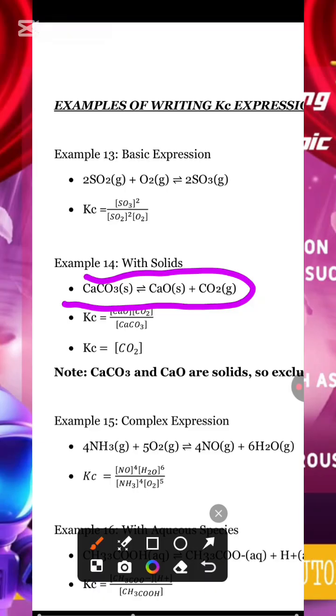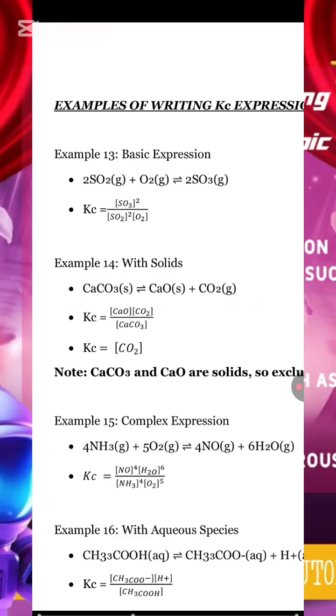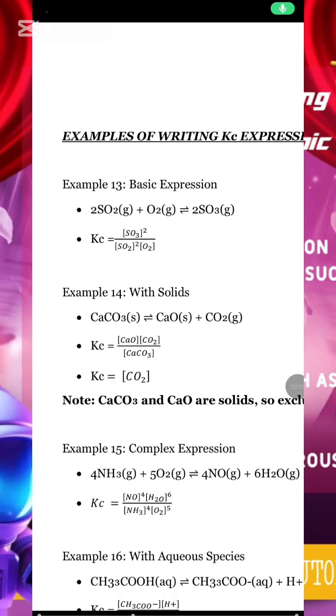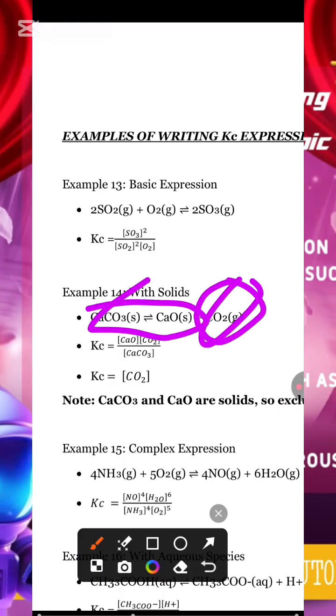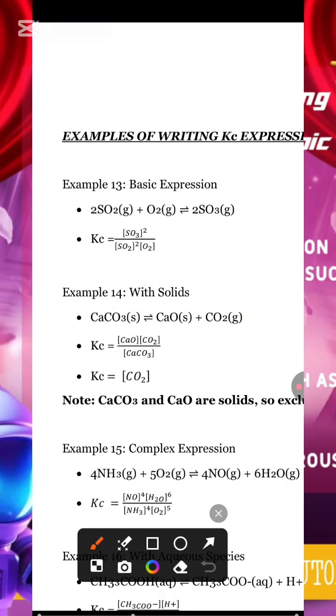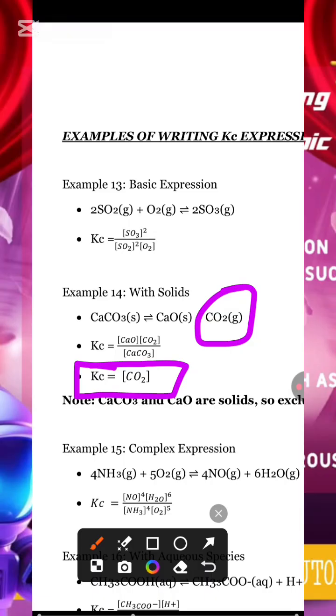So what are we going to do? First of all, observe the states of matter. You can see that calcium carbonate is a solid, calcium oxide, which is CaO, is also a solid, and only CO2 is the gas here. So we are not going to work with these two, we're only going to work with this particular one. In the numerator I'm going to put CO2, and in the denominator I'm not going to put anything. That's why my Kc is equal to just CO2. There is nothing in the denominator.